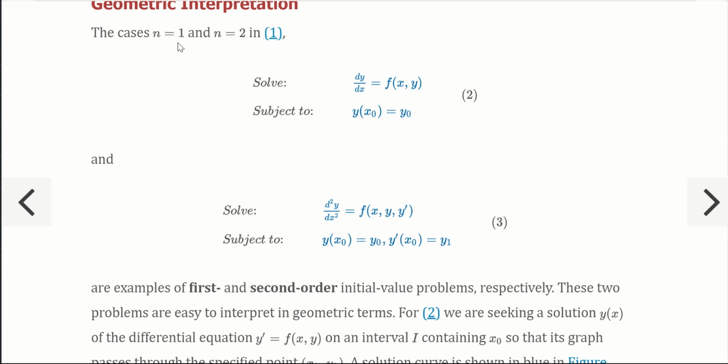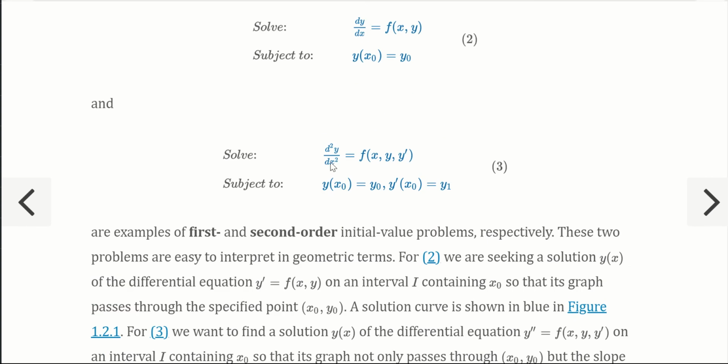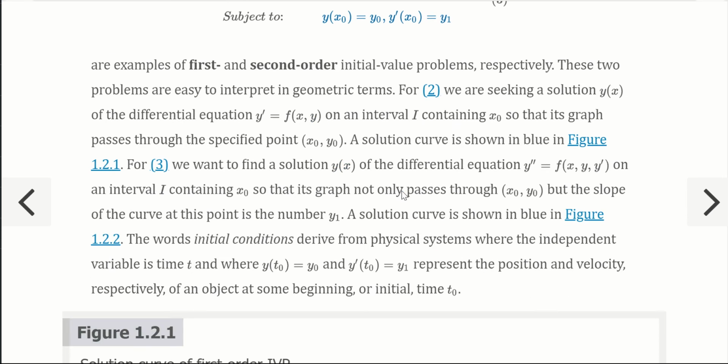In the cases of n equals 1 and n equals 2, for example, if we had a first order differential equation, we would want to have one initial value, which would be the function at x naught. If we had a second order differential equation, then for the initial value problem we would want a condition on the initial value of the function as well as its derivative. These two problems are easy to interpret geometrically.